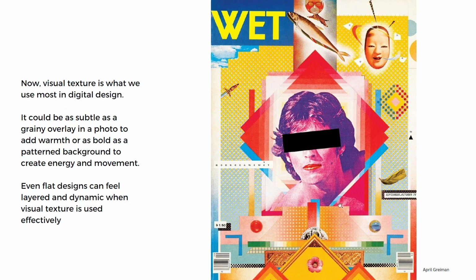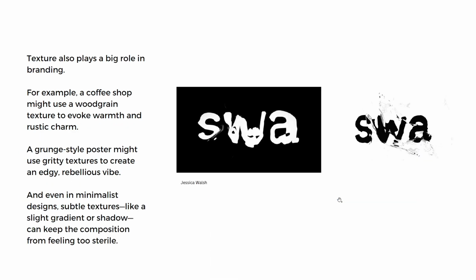Visual texture is what we're going to use mostly when we have something that's more screen-based versus a product like the business card that we're going to print out. I mean, this might be a grainy overlay on a photo. It could be a halftone pattern. It'd be something happening in the background to create a pattern, some sort of energy and movement within a piece. Even flat designs, just as a heads up, can feel layered and dynamic when visual texture is used effectively. So just keep that in mind whenever you're working.